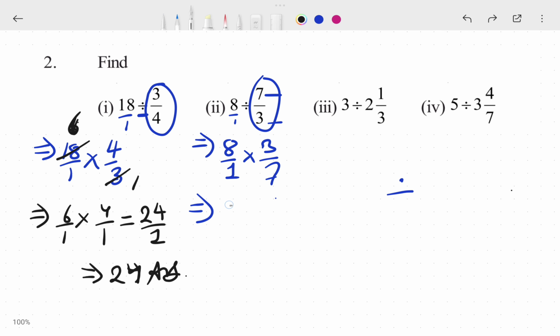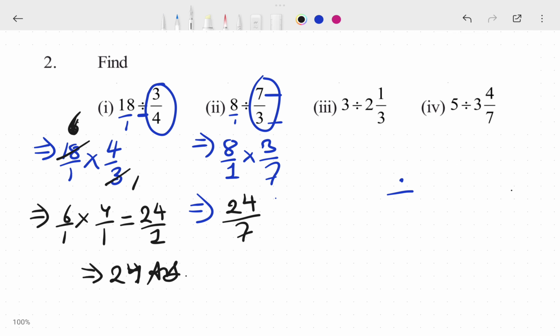8 into 3, that's going to be 24, and 1 into 7, that's 7. Now see, in the 7 table is this 24 there? No, 24 is not there. So this is our final answer. So you can say 24 by 7 is our final answer.